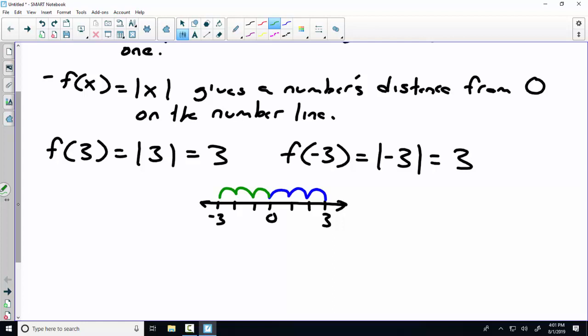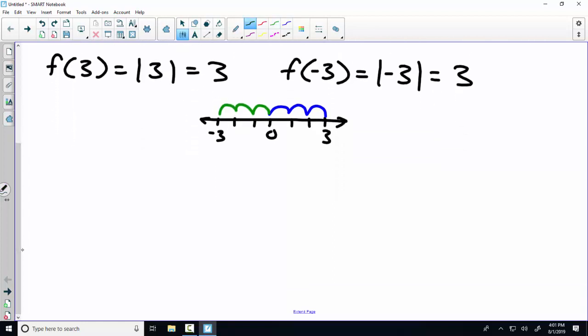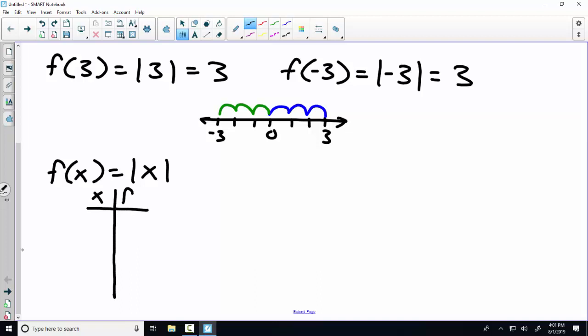That allows us to generate a table of ordered pairs for the function f of x equals absolute value of x. But when you're doing this part, you can kind of think it leaves positive numbers alone, it leaves 0 alone, and it takes a negative number and makes it positive. But really what you're doing is giving distance from 0.